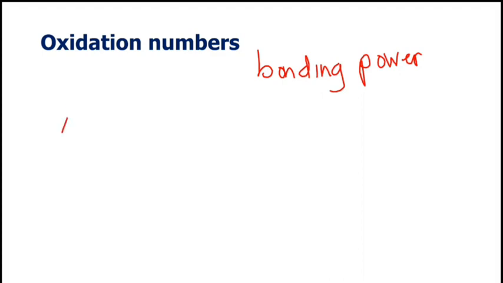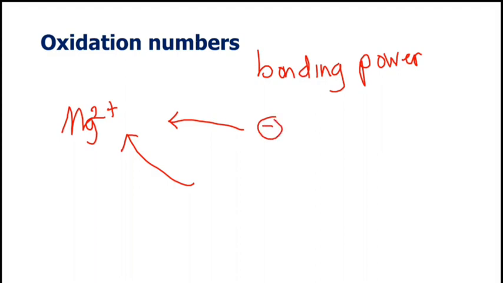Okay, so for example, if I had an ion Mg2+, this ion can pull two negative charges. So its bonding power is 2 because it can pull two negatives. Since it's a positive charge, let's just say it's a +2.